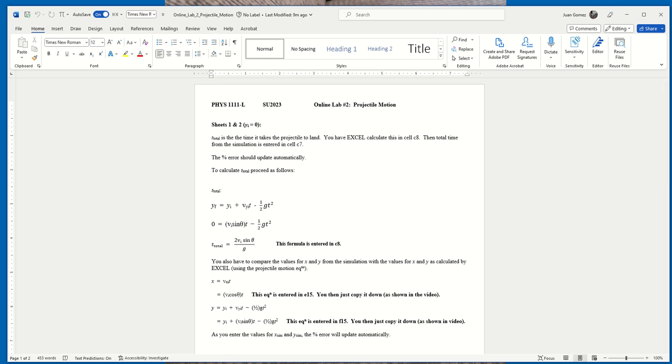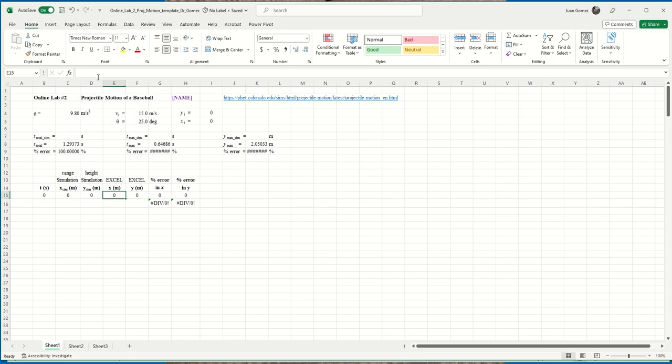So what you'll do is you'll have the template, and this is it right here. Obviously, where it says name, type your name in it. So I'm going to type in Dr. Gomez. And then notice some of the values are already filled. Some of the calculated values are already filled out. Actually, we'll get to that in a minute. Let me explain. So what you do, here's the link to the simulation.